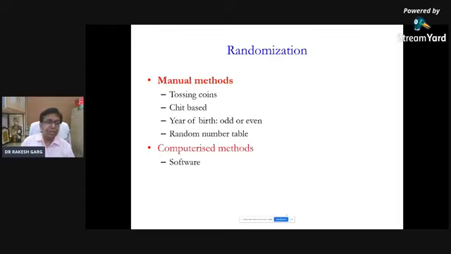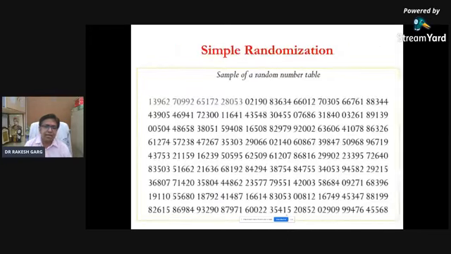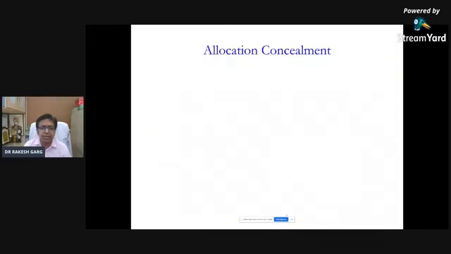We can use manual methods like tossing coins or chit paste, but nowadays we are using either a random number table or computer-generated random number tables that help us to randomize to different groups. Using date of birth or date of presentation or alternate assignment needs to be avoided because they can create bias. We can use a simple random number table, or maybe you can use computer-generated.